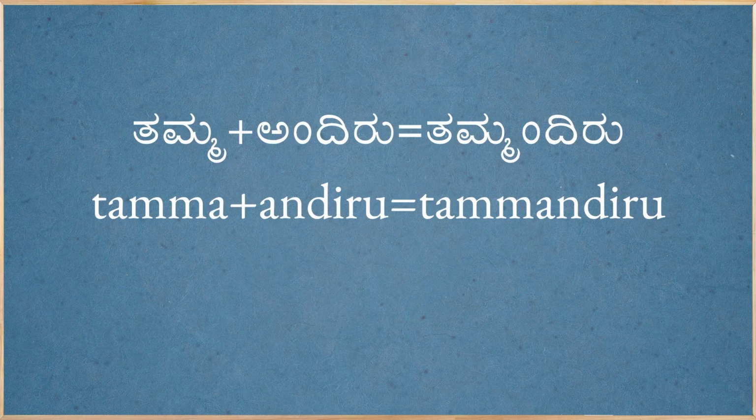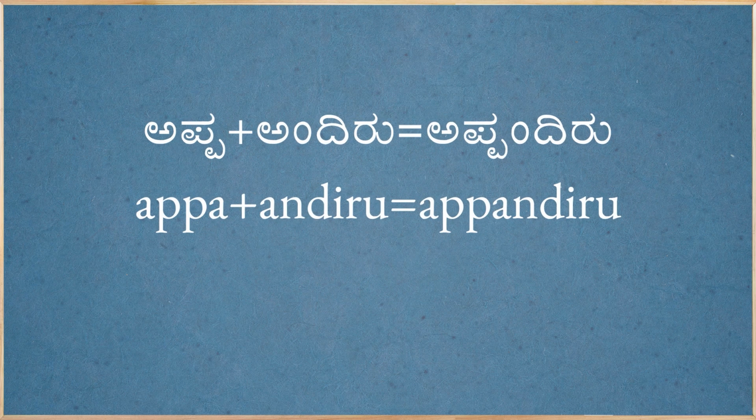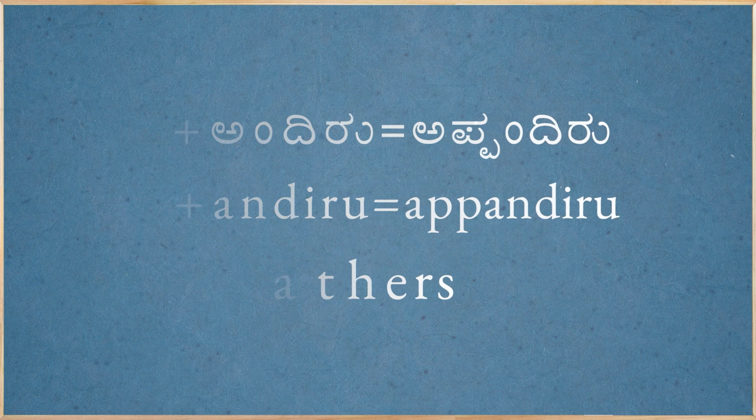For example, Tamma plus andiru will become tammandiru. Tammandiru. Younger brothers refers to a group of younger brothers in a family. Appa plus andiru will become appandiru. Appandiru. Fathers used to denote a group of fathers collectively.